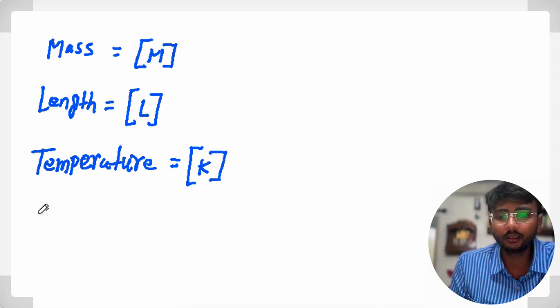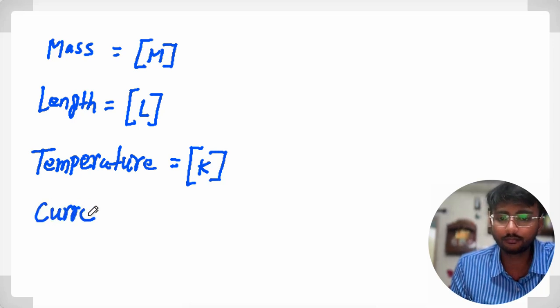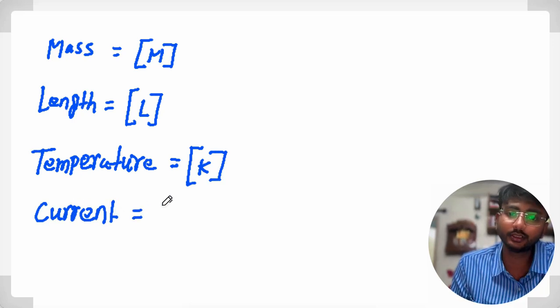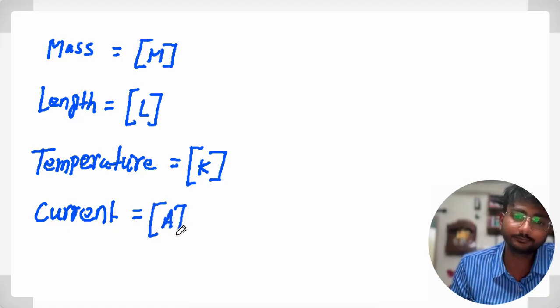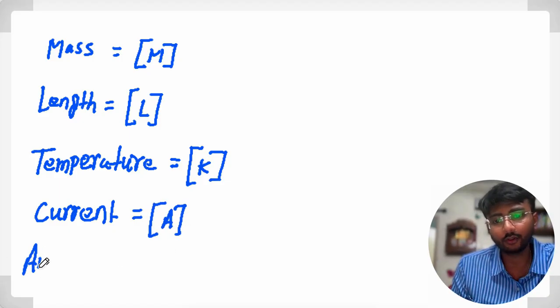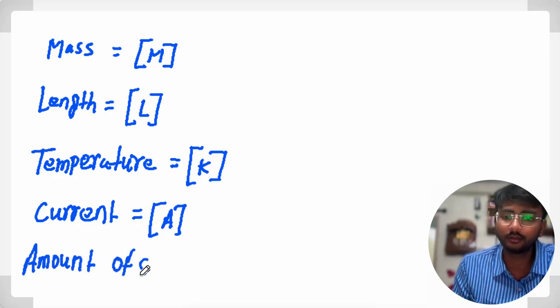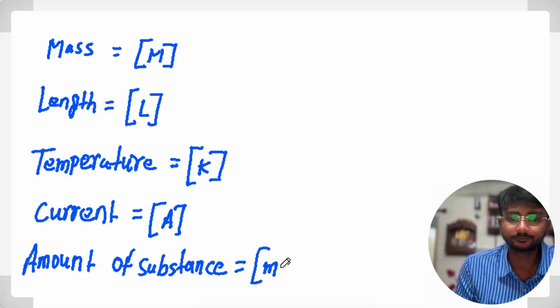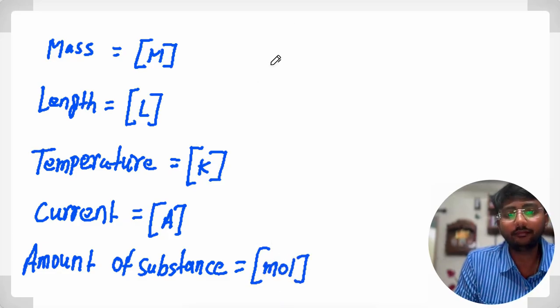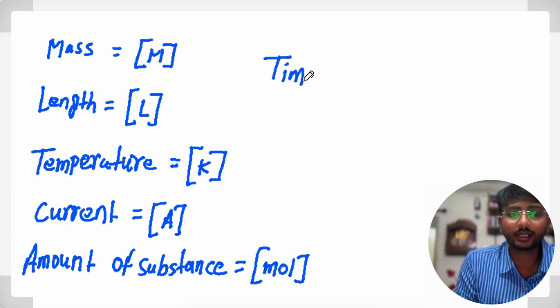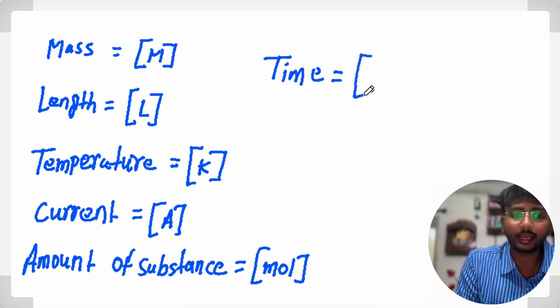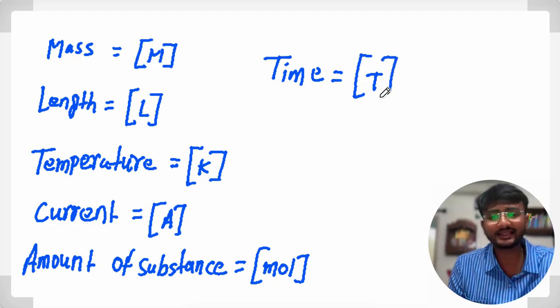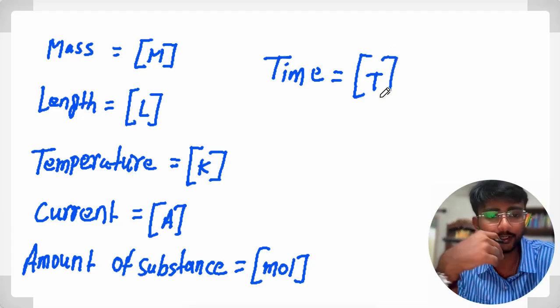Then we have current. Current can be represented as square bracket A. Then we have amount of substance. This can be represented as square bracket mole. Then we have time. Time can be represented as square bracket capital T. So this is the dimension of fundamental quantity, right?